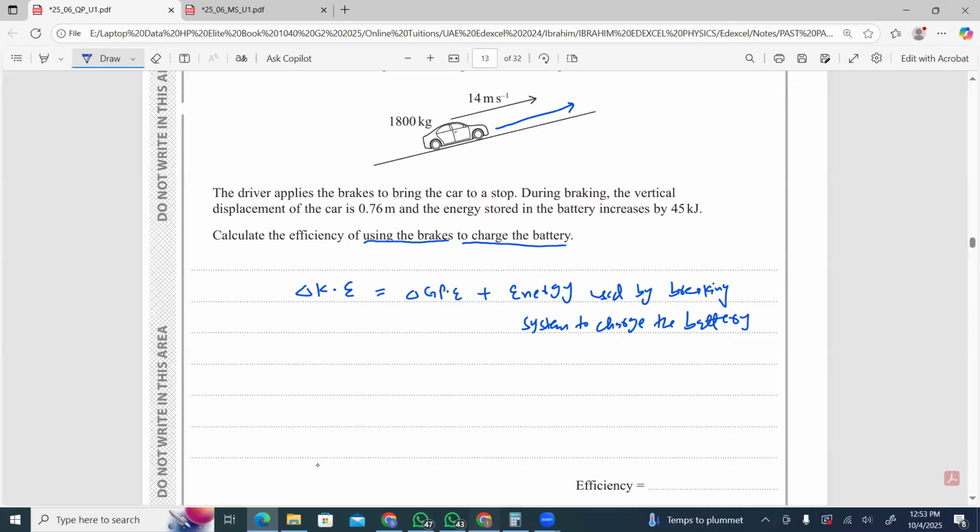So first of all, you just calculate the kinetic energy of the car, which is half m v squared. m is 1800 and v is 14 squared. Then they're saying the battery is using this much of the energy. So what will be the gravitational potential energy?